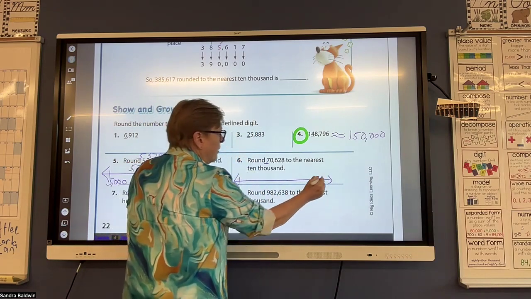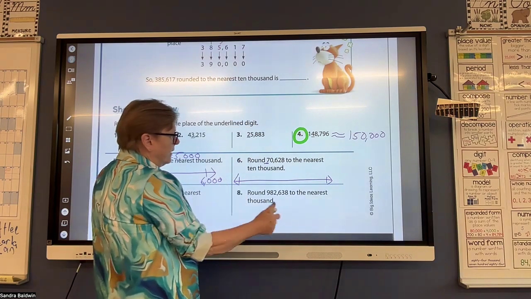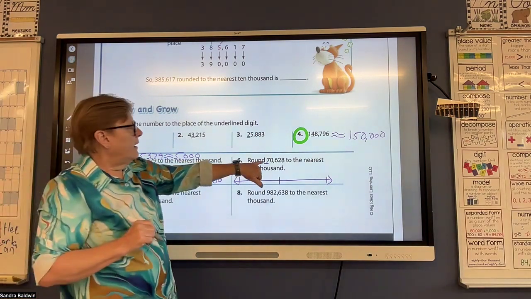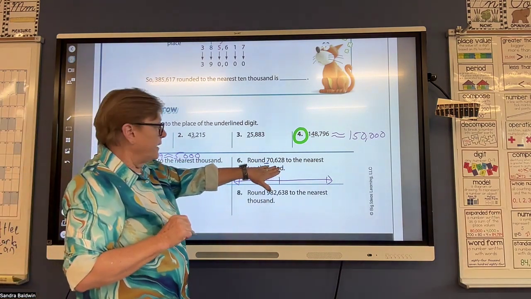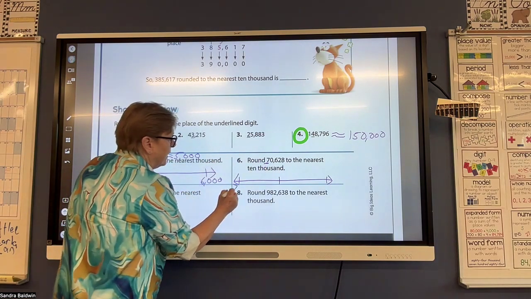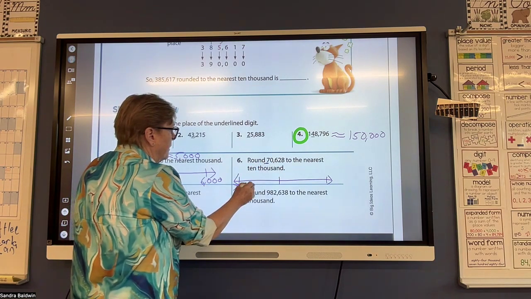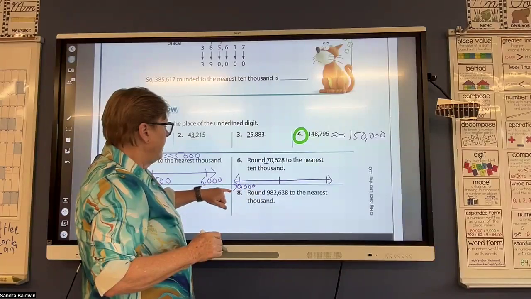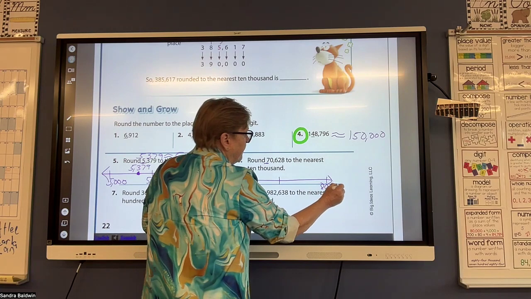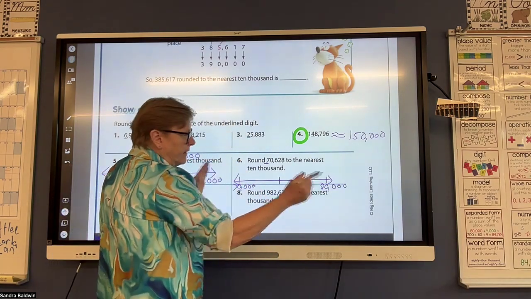I need my beginning number, or the low number, high number. Sometimes we call it the floor number, the ceiling number, and the mid number. If I don't know what to put here, I can copy the number that is indicated and then insert zeros. 70,000. One more than 7 is 8. 80,000.